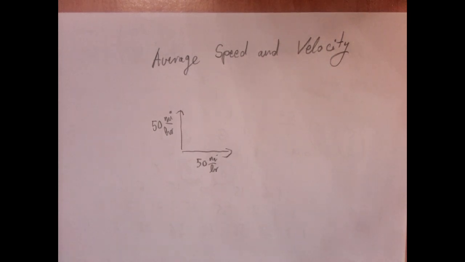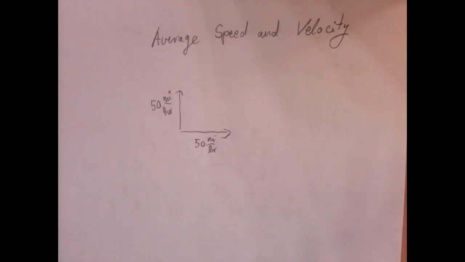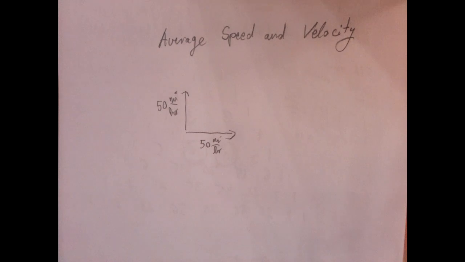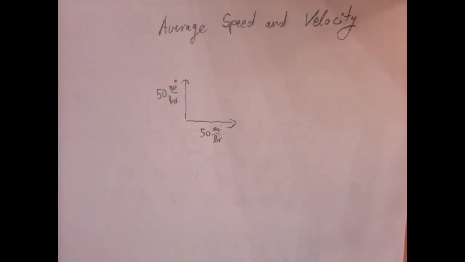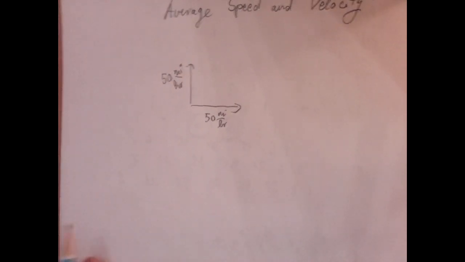The other tricky thing is the word average, because it's a little bit misleading. It tempts people to just add and divide by 2, but that's not what's going on. Let's first discuss average speed.